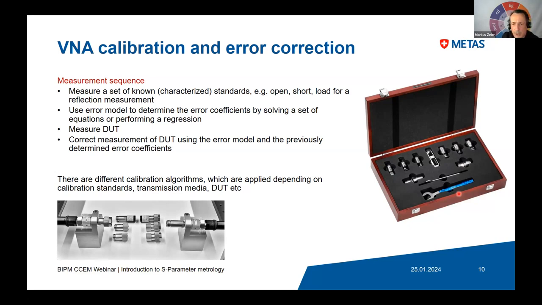Then you use the error model, which I just showed you, to determine the error coefficients by solving a set of equations, or if you have more standards than needed, you could also do some regression optimization. Only when you have determined the error coefficients do you measure the DUT. At the end, you correct the measurement of the DUT using the error model and the previously determined error coefficients. So this is the basic sequence.